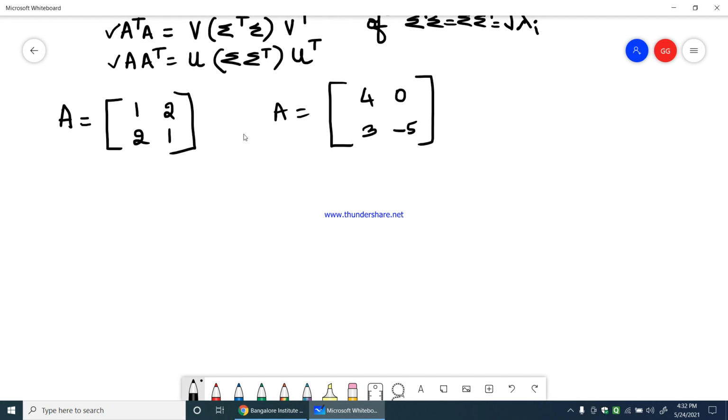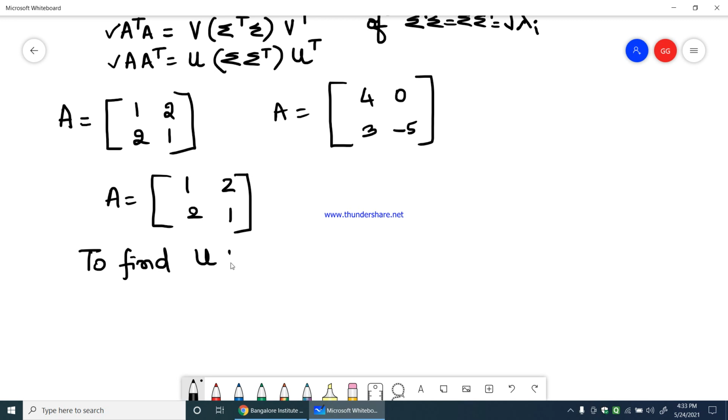Let us take these examples and see how to apply singular value decomposition to solve the problem. First I will take the matrix A equals [1 2; 2 1]. Step by step we will do this. First we need to find A transpose A to find V, and then A into A transpose to find U. So I will first find U, that is the first step. Just watch carefully, and you can also practice while I am doing it in the video.